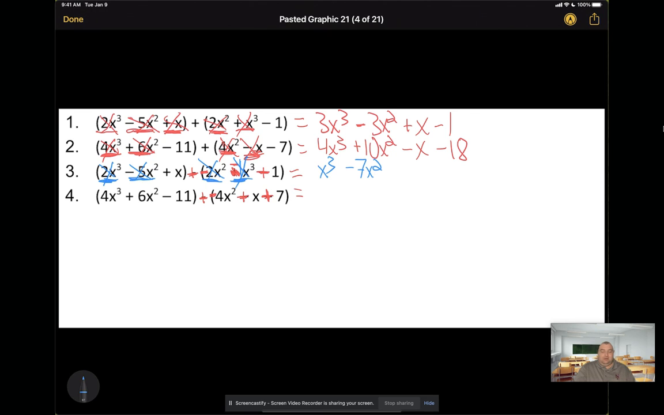Now we have our x terms. My x terms, I only have this one right here. So I'm going to bring that over, plus x. And then finish it off with my constant terms. I only have this one right here. So I put all that together. I get a final answer of x cubed minus 7x squared plus x plus 1.